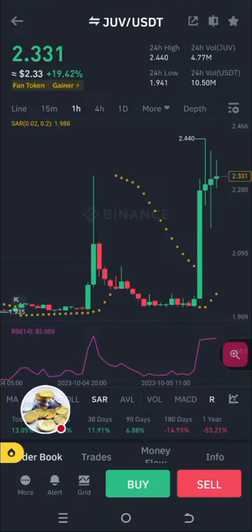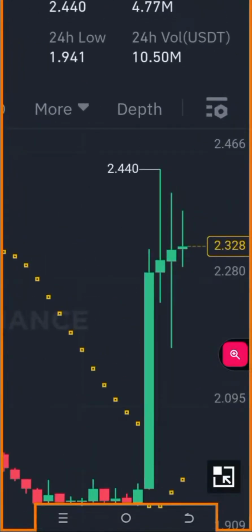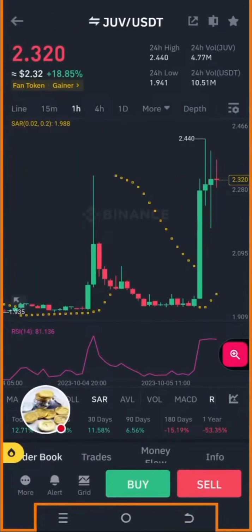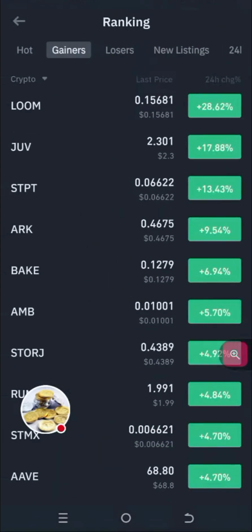As you can see, it's been on a roller coaster. I wouldn't, even though the parabolic SAR is looking up. I'm seeing a lot of tails here. A lot of tails. That means that it will rise and it will decrease, and that movement is not comfortable. Apart from that, it's $2.31, and I don't think I want to take that.